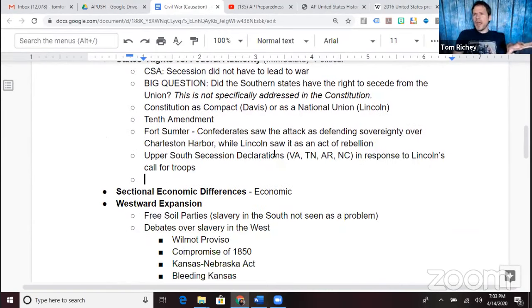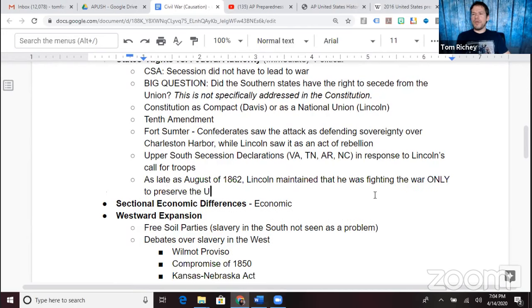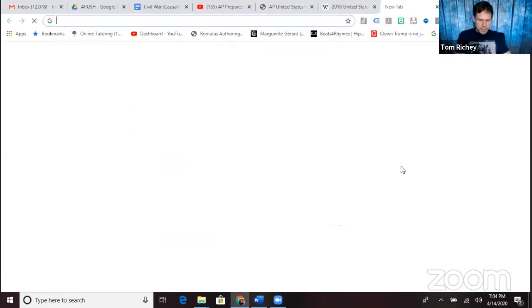Now, going from there, when we look at Upper South secession declarations, instead of looking at what the people of the Deep South are saying and the formation of the Confederacy, we look at what Lincoln is saying and what Congress is saying. Before the Emancipation Proclamation, as late as August of 1862, when the war began in 1861, Lincoln maintained that he was fighting the war only to preserve the Union. That was basically his only aim. What we would note here is his open letter to Horace Greeley.